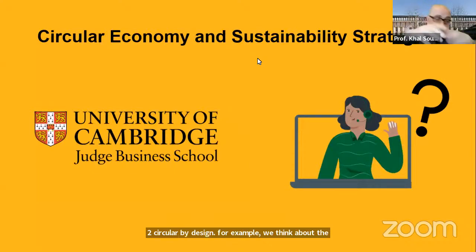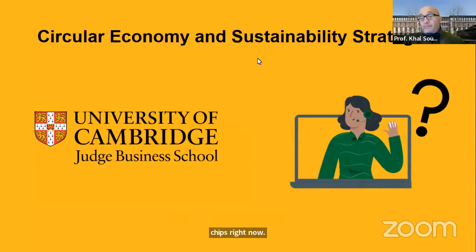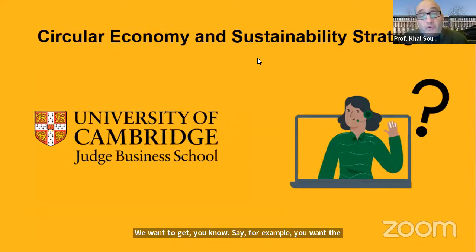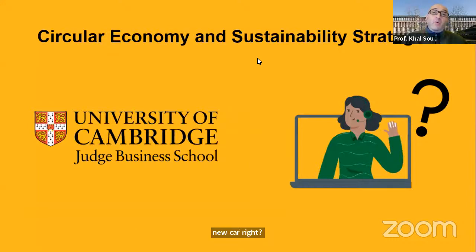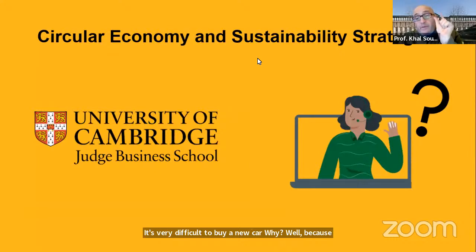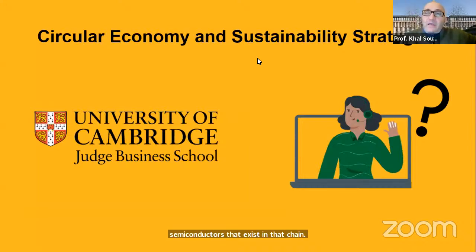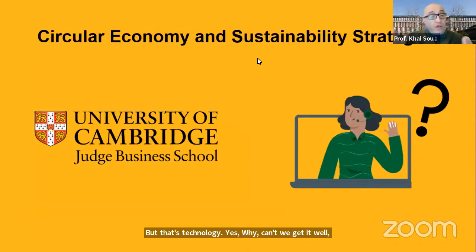Say you want a new car right now. It's very difficult to buy a new car. Why? Well, because a lot of the car manufacturers want a little chip with semiconductors in it. Well, that's technology. Why can't we get it? Well, there's a shortage of material. There's a shortage of this. Fantastic.